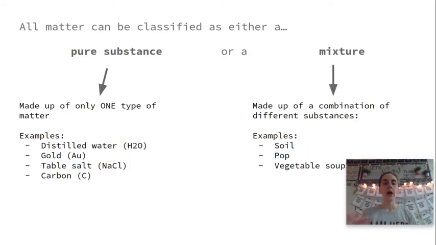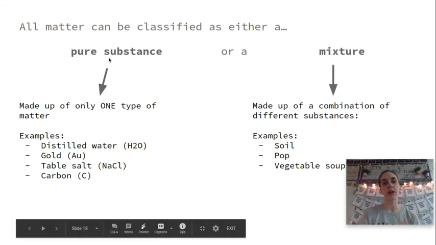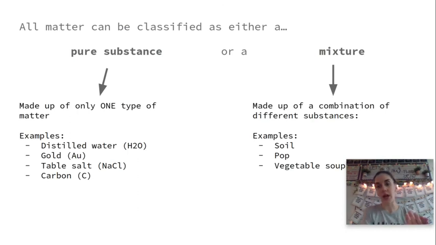So, I want you to take a step back and let's talk a little bit about matter. We know that everything's made out of matter, but let's talk a little bit more about how we can separate matter, more than just solids, liquids, and gases. Matter can be classified either as a pure substance or as a mixture. Now, a pure substance is literally that. It's a substance that is pure. It's made out of only one type of matter.